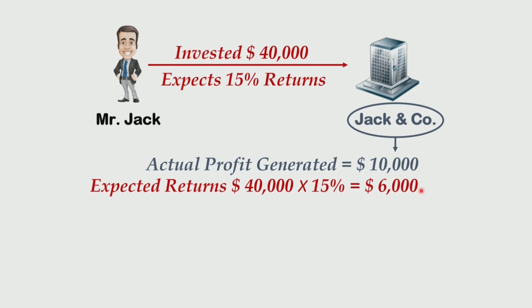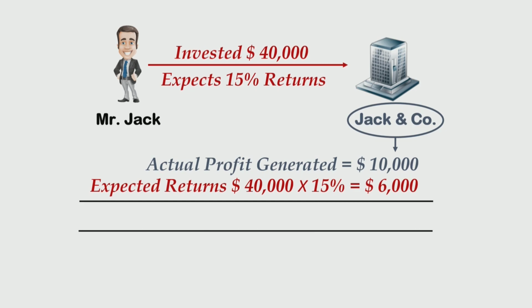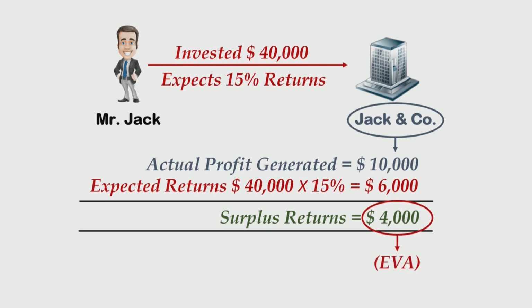So basically there is a surplus profit, there is surplus returns which is coming to Mr. Jack's pocket, and that surplus returns, if you calculate, it is 10,000 minus 6,000, that is $4,000. This surplus return of $4,000 can simply be identified as EVA, that stands for economic value added.